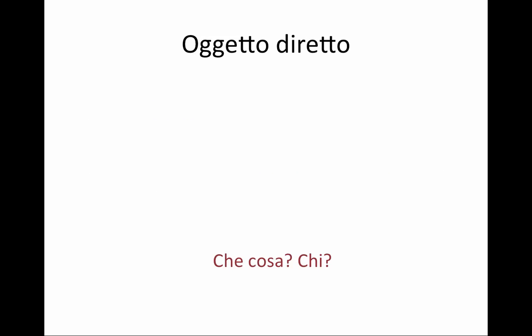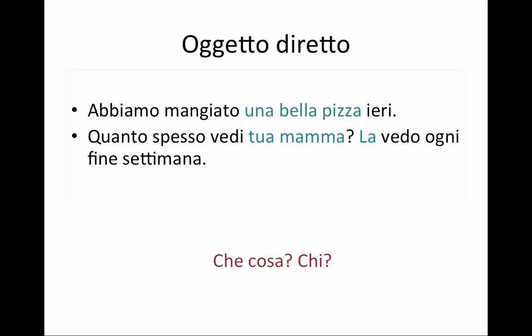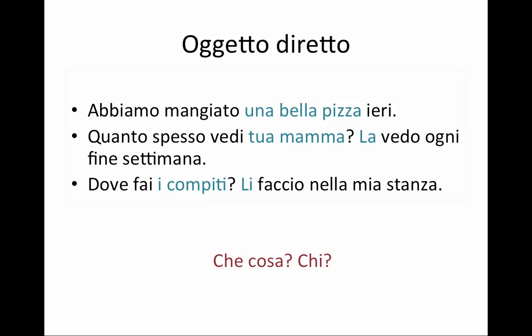In Italian, it looks like this. Abbiamo mangiato, che cosa? Una bella pizza ieri. Quanto spesso vedi chi? Tua mamma. La vedo ogni fine settimana. Dove fai che cosa? I compiti. Li faccio nella mia stanza. Again, we have either a noun or a pronoun as a direct object. But notice one difference. In Italian, my pronoun goes before the verb, unlike in English.